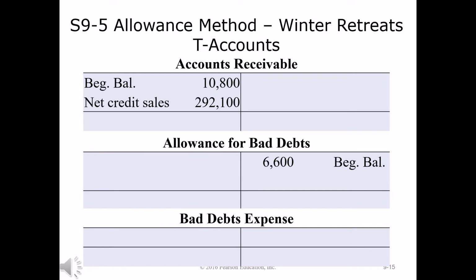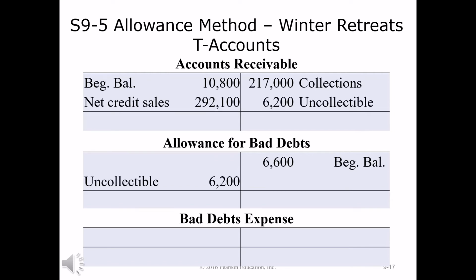Next, we have the journal entry for the $6,200 that we believe to be uncollectible. We've moved that amount out of our accounts receivable by crediting accounts receivable and moved it into our allowance for bad debts by debiting that account. And finally, we're going to record our bad debts expense of $5,400, which also puts a credit into our allowance for bad debts of $5,400.